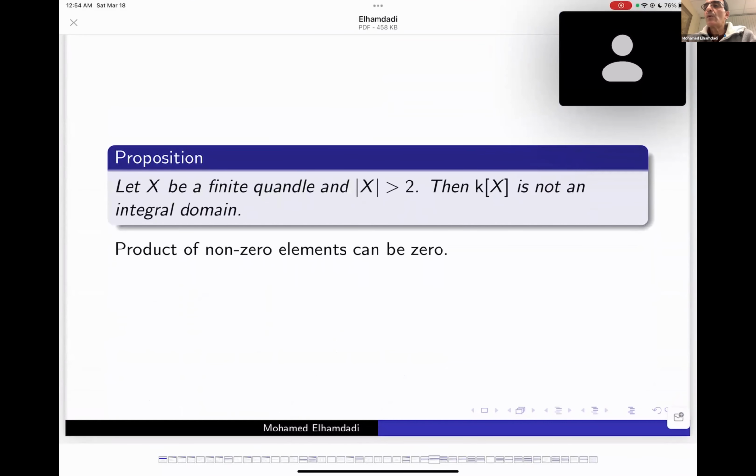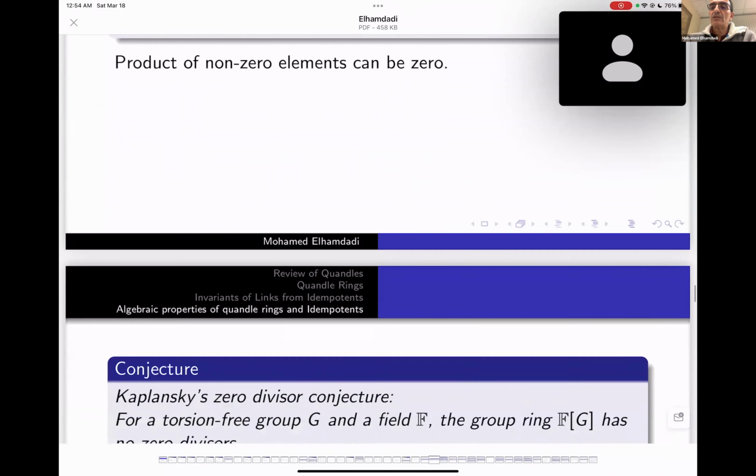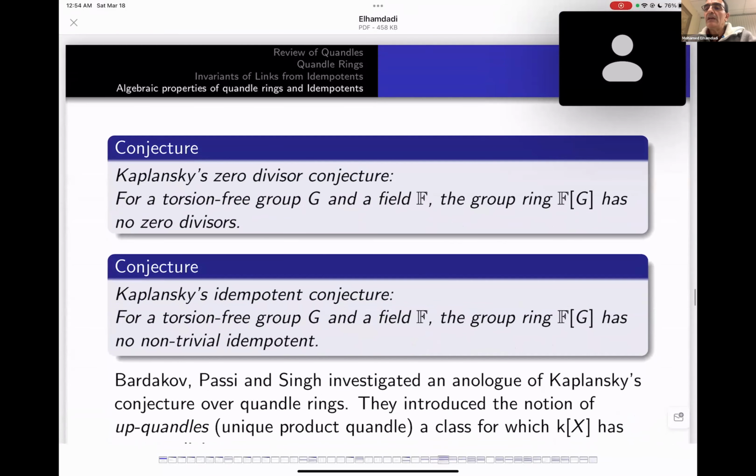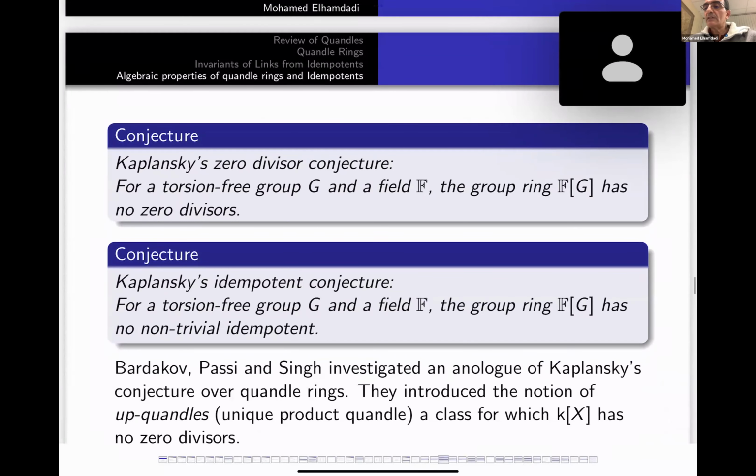Another property of the quandle rings: if the quandle is finite, it's not an integral domain. You may have non-zero elements which multiply to give 0. And Bardakov, Passi, and Singh introduced the analogue of the Kaplansky conjecture for quandles.